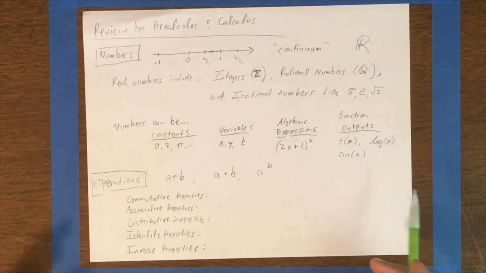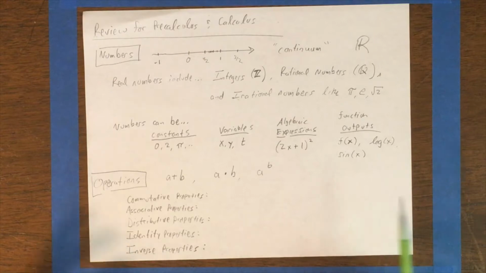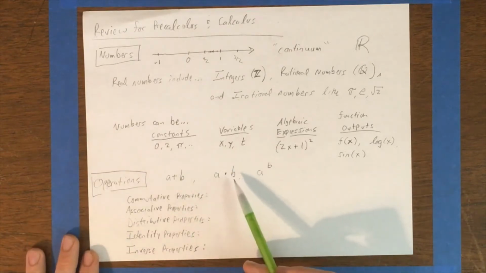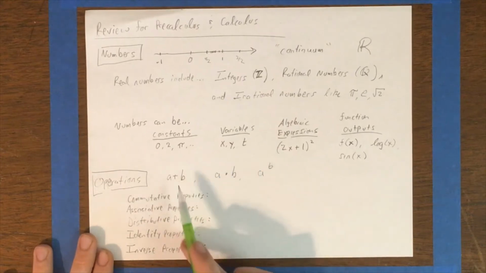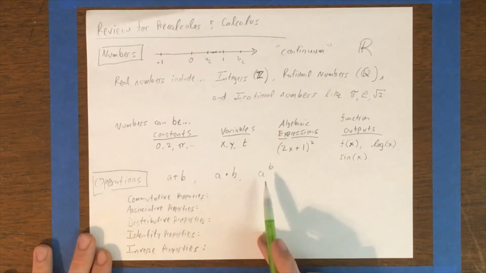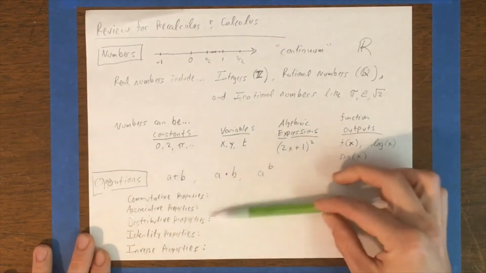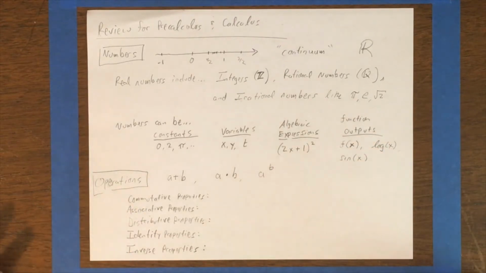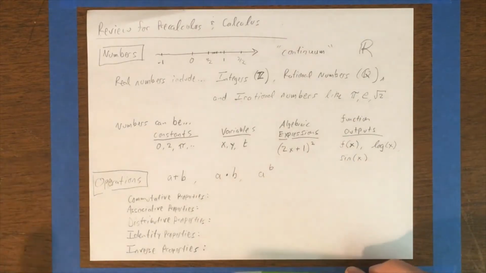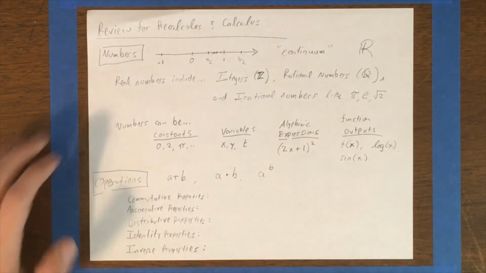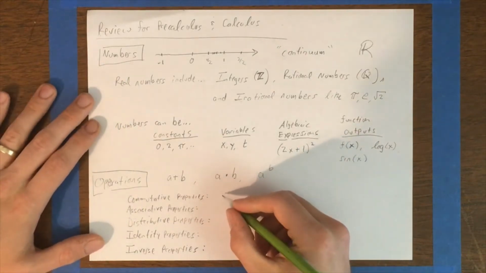You may recall that subtraction and division are really just special cases of addition and multiplication. We'll get to that in a moment. So these are our fundamental operations: addition, multiplication, and powers. We have some properties. There's lots of different algebraic properties that we use when we're performing algebra, but I want to go over the most basic ones here. We'll do others when they become relevant later.